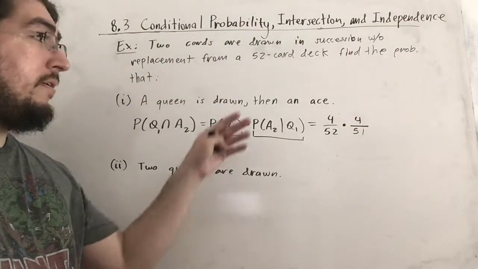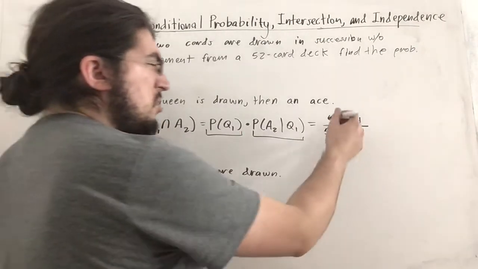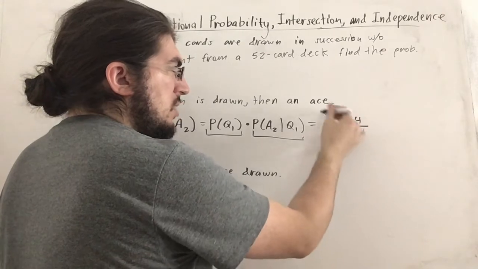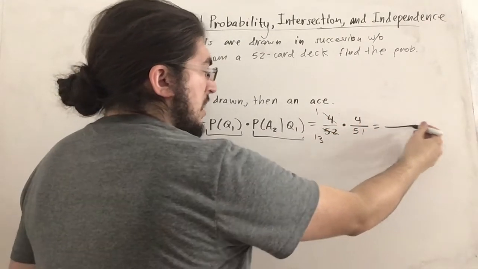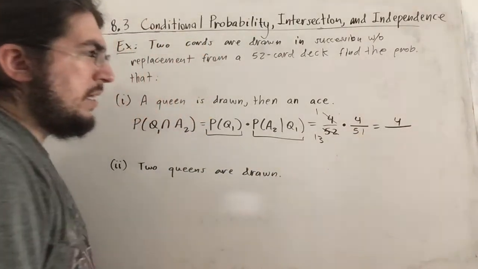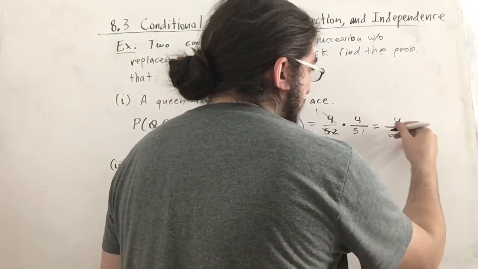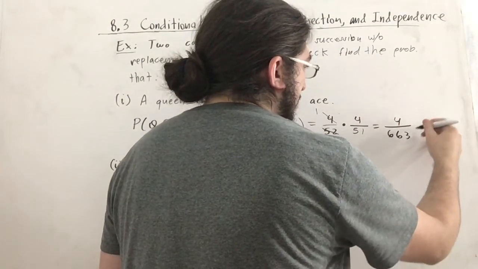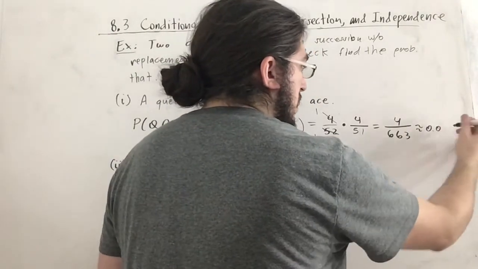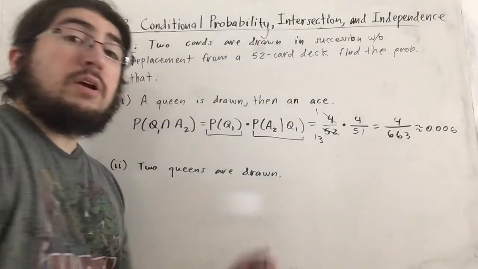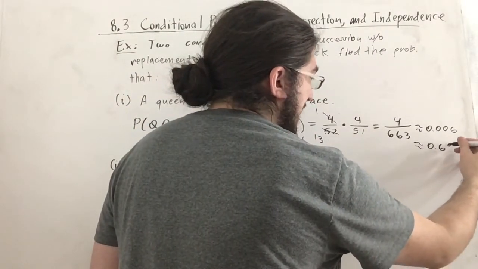So what we end up with here is just this, and if you multiply straight across, you'll get the answer. But we can reduce a little bit. Let's see, this is 1 over 13. And then if you multiply these together, you'll get 4 over, I'll have to use my calculator on this one. And I got 663 for the denominator. This, by the way, is about 0.006, which is about 0.6%.